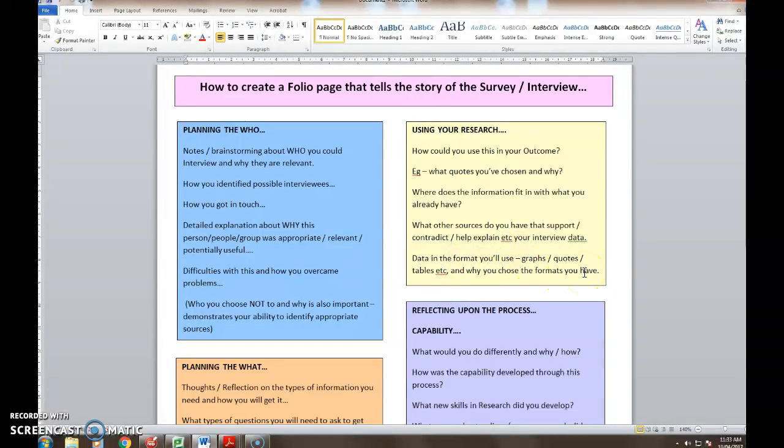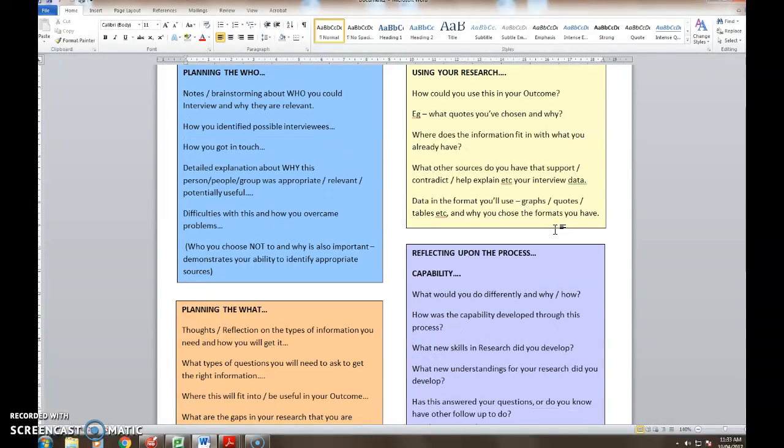Is it the graphs? Is it the quotes? Is it the tables? You can actually screen capture those and include them on the page, discuss them, analyse them. Tell me about why you chose the formats that you have. Why have you chosen a pie graph in contrast to a bar graph, for example? It can be very difficult to make sure that you choose the most appropriate and the clearest type of format that you can as well.